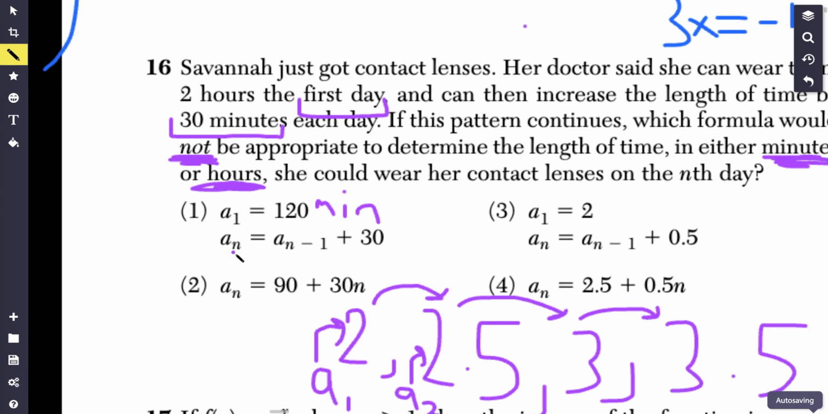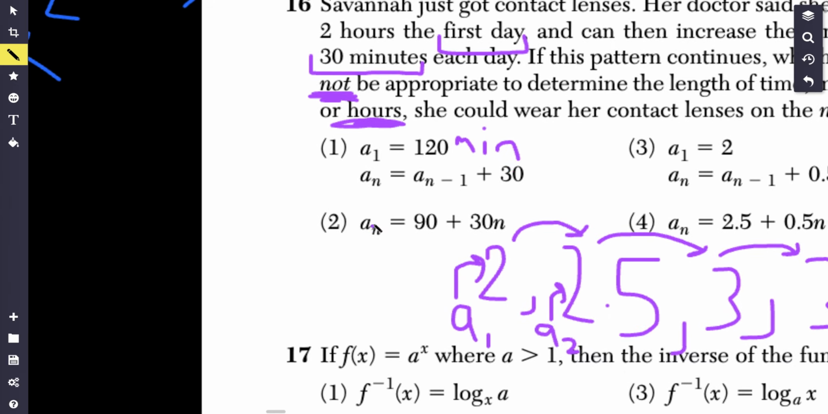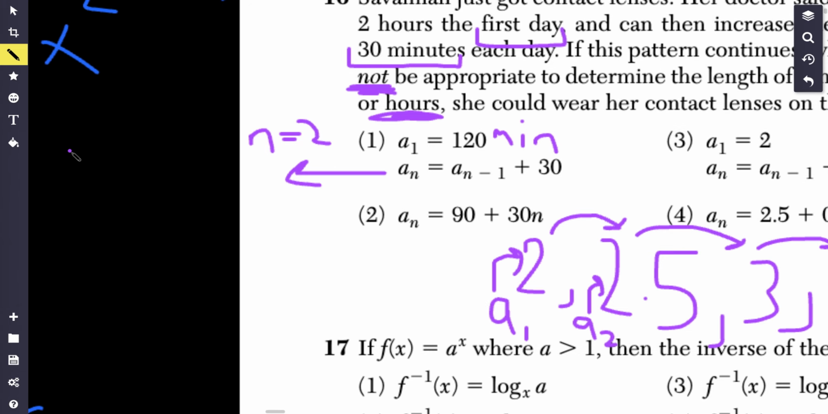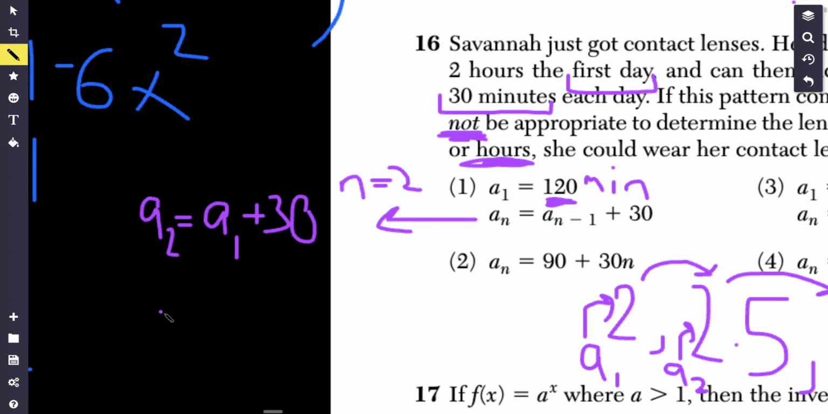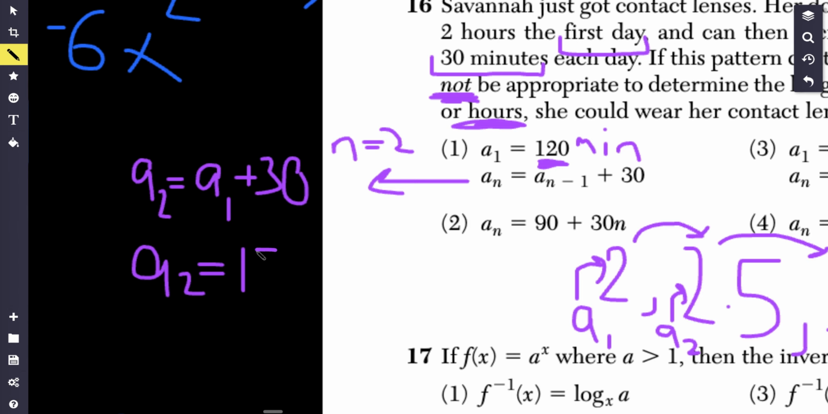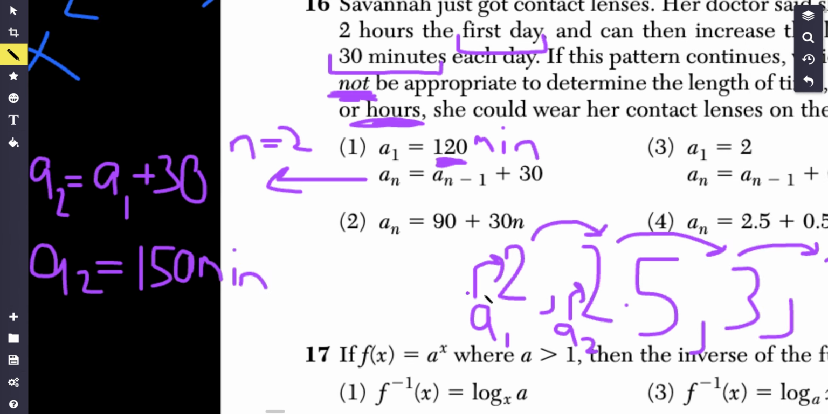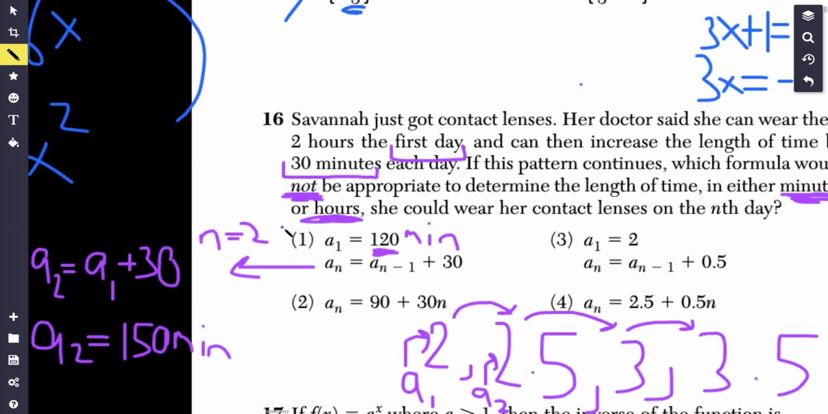And it says a sub n is equal to a sub n minus 1 plus 30. So what this means is, for example, let's say we wanted to find the second term. n is equal to 2, which means we're trying to find the second term. So we get a sub 2 is equal to a sub n minus 1, so everywhere we see n, we replace it with a 2. So a sub 2 minus 1, and 2 minus 1 is just 1. A sub 2 minus 1 plus 30. And if you plug in a sub 1, which we said was 120, we'd get a sub 2 is equal to 150 minutes, which is 2.5 hours. So everything matches up for the first equation.